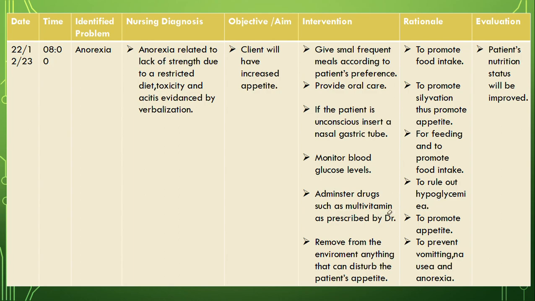And also we are going to administer drugs such as multivitamin as prescribed by a doctor to promote appetite and food intake. Then also we have to make sure that our environment is free from anything that can interfere with the patient's appetite. Anything that can make the patient vomit in the environment, we have to remove to prevent vomiting, nausea, and anorexia. And under our evaluation, at the end of our interventions, our patient's nutrition status will be improved.